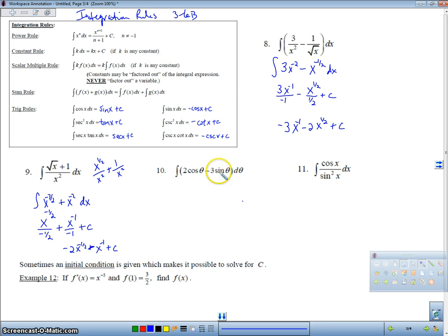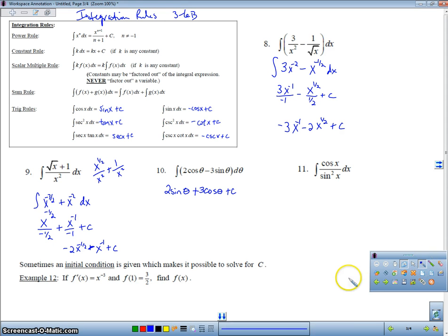Let's look at one that has a trig function. So the integral of 2 cosine theta minus 3 sine theta d theta. So here we go. The antiderivative of cosine is sine. So we're going to have 2 sine theta minus, well, actually it's going to end up being plus, because the antiderivative of sine is negative cosine. So we have that negative times that subtraction there, negative times negative, which makes that positive, plus c. Don't forget the plus c.